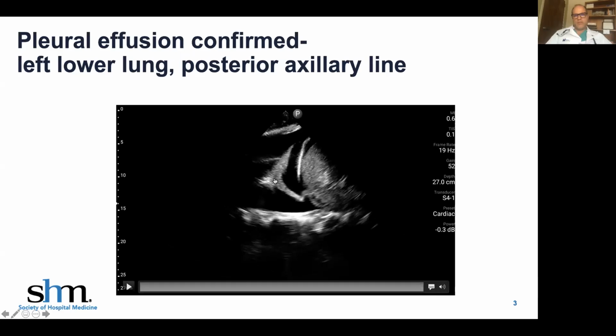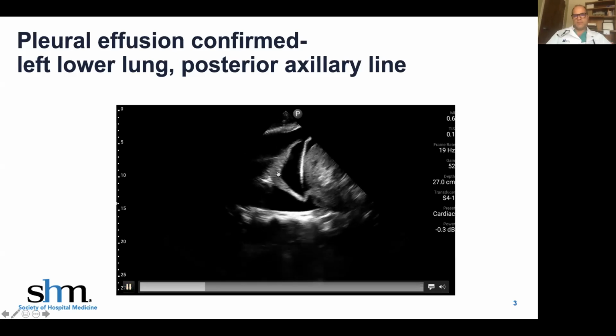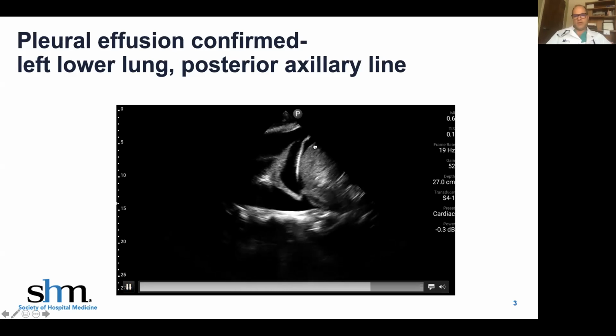When we moved the probe down to the lower left side, we saw that there is a left pleural effusion with associated consolidation of the left lower lung. Here's the diaphragm, and he even had a little bit of ascites present as well.